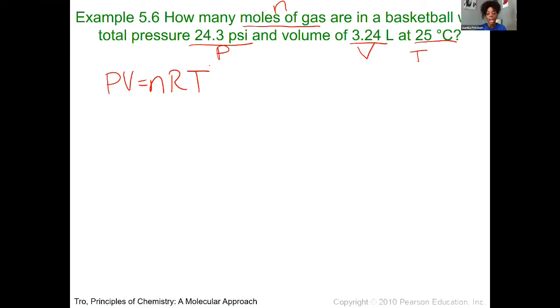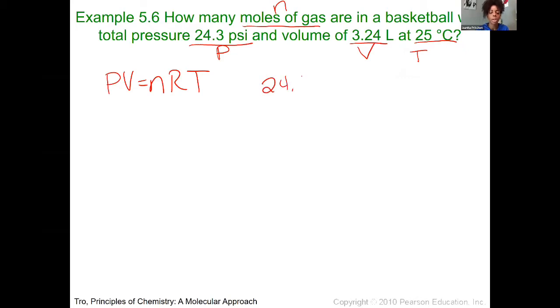So we then have to take a look at, well, can I just simply plug in to solve this problem? And you should be having some red flags going off that say, no, I don't have the appropriate units. Remember, for the ideal gas law, you have to be in atmospheres for pressure, liters for volume, Kelvin for temperature, and then moles for moles. And so our pressure and temperature right now are not meeting that criteria. So before you start plugging in, go ahead and convert to the appropriate units.